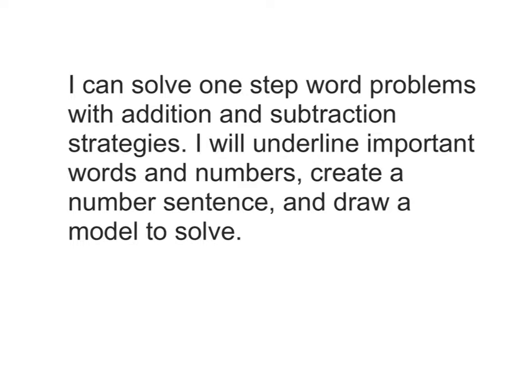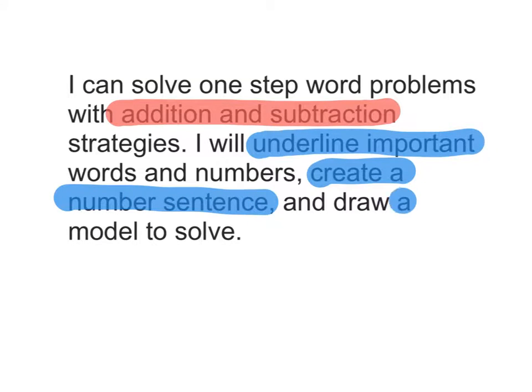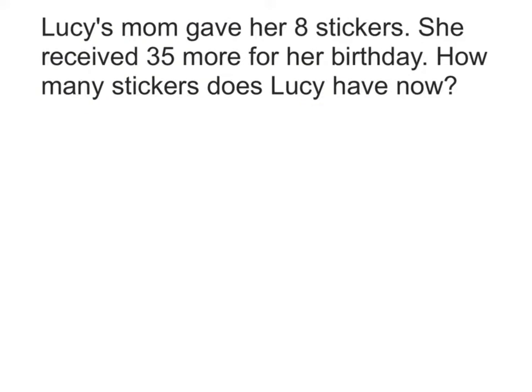So what we see here are very important things. We are going to be doing just addition and subtraction, just like it said before. We are going to underline important numbers, create a number sentence, and draw a model to solve. Now, models can be a lot of different things. So those are the 3 steps we are going to use to solve our problems. Let's try the first one.